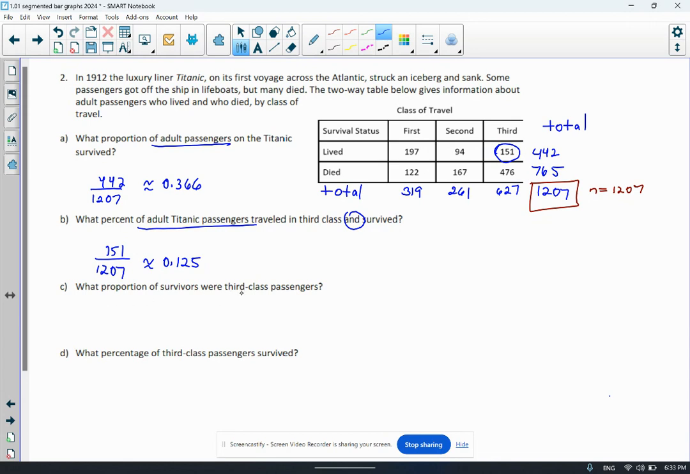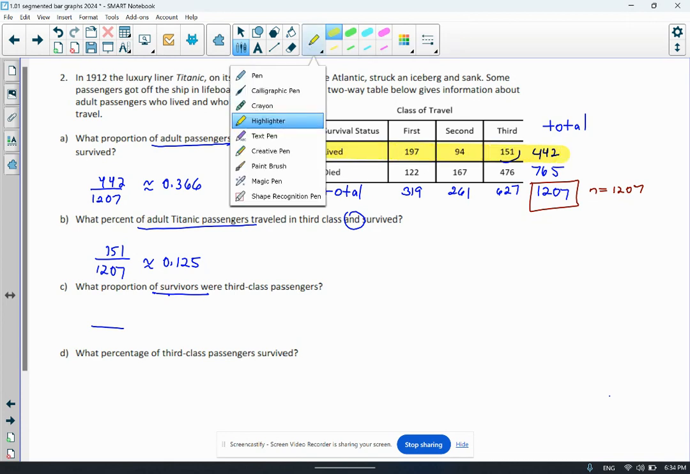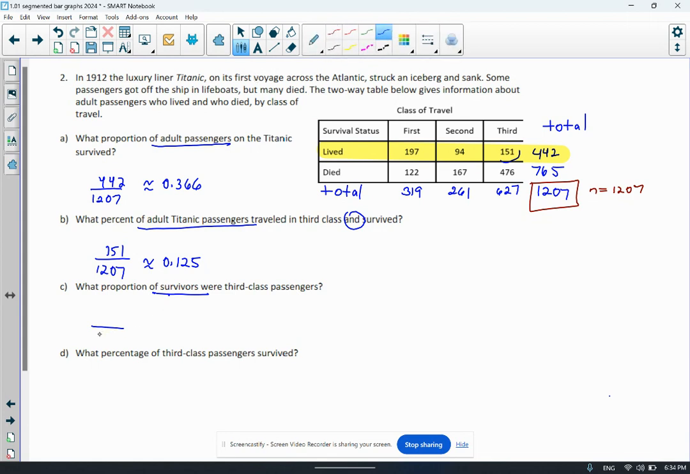What proportion of survivors were third class? So again, of survivors. So this is actually a conditional probability. You're not looking at all passengers, only those that have survived. So now that means, let me get my highlighter out, you're only looking at the 442 who survived. And that goes in the denominator. How many of them were third class? 151. And if you enter that in the calculator, this is 0.342.